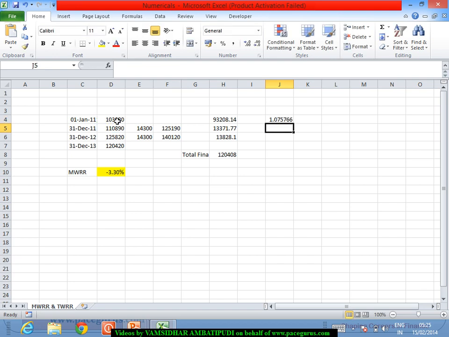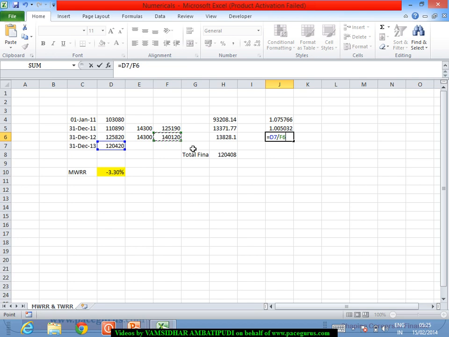Almost 7.57% is the return in the first year. Then for the second year, 125,820 came with an investment of 125,190. So 0.5% is the return. Whereas in the third case, 120,420 came out of 140,120 investment, because at the beginning of the third year, another 14,300 has been pumped in. So the total capital that is available is 140,120 for the third year.